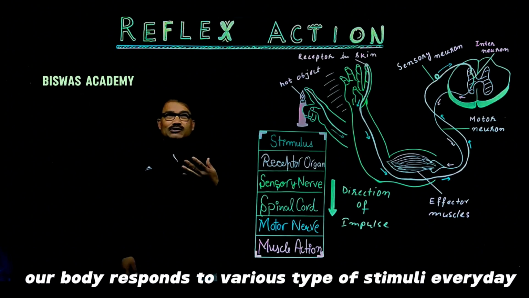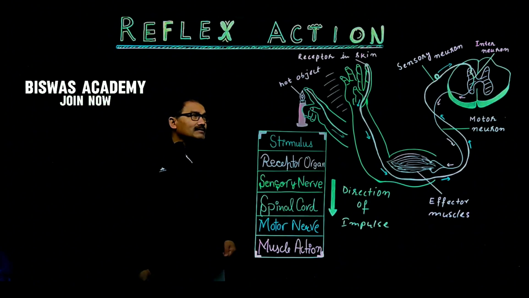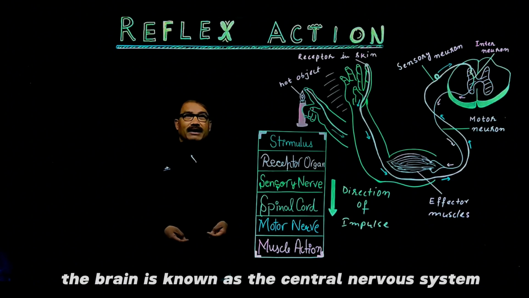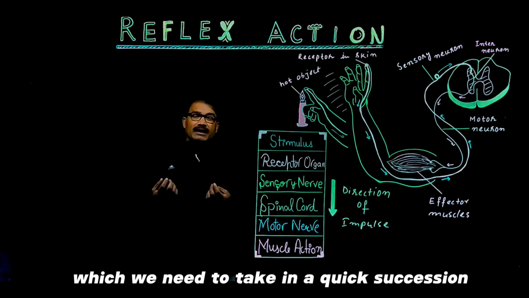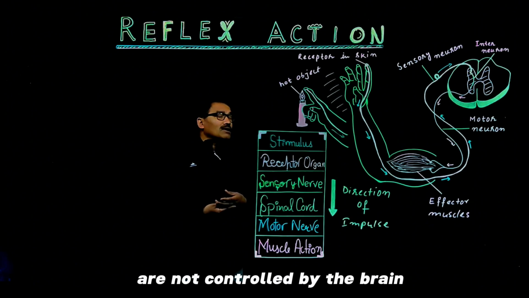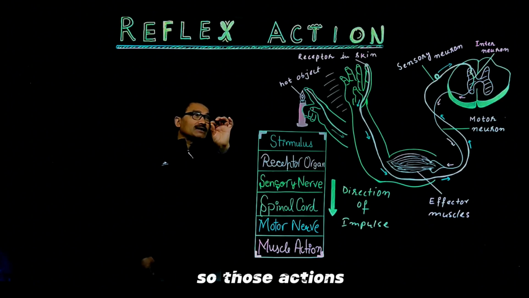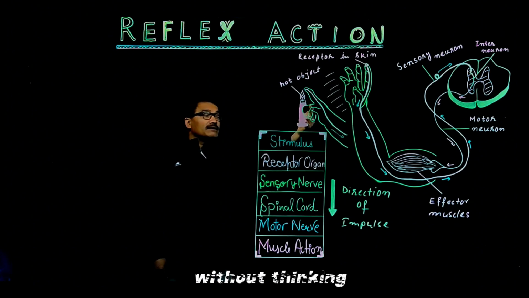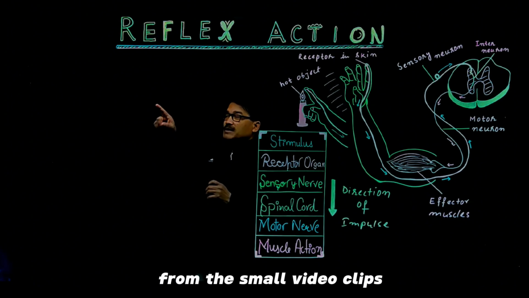Our body responds to various types of stimuli every day. Majority of them are controlled by the brain after thinking, after calculation, after computation, after memory searching, and that's why the brain is known as the central nervous system. But there are some actions which we need to take in quick succession, and those actions are called reflex actions. And these actions are not controlled by the brain, but they are controlled by the spinal cord. So those actions which are controlled by the spinal cord without involving the brain, without thinking, are known as reflex actions. And some of the reflex actions we can understand from these small video clips.